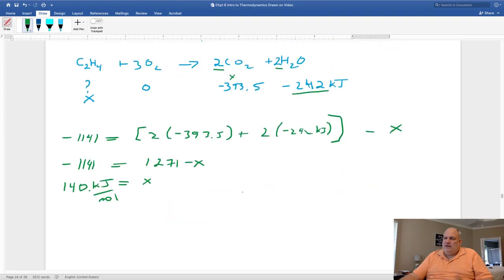I'm going to guess there'd be a decimal place right there because some of these, like 242, had 3 sig figures. I didn't see any that had less than that.